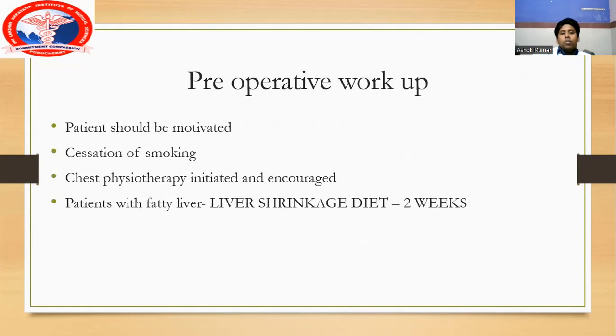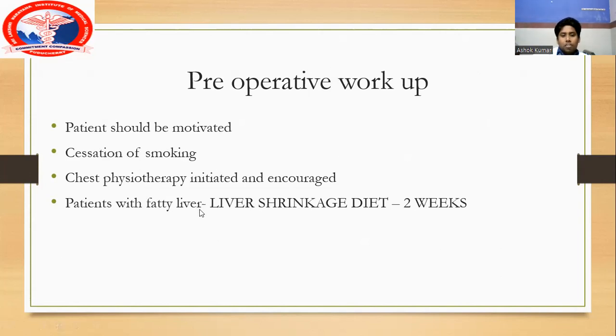So before going to surgery, the main things are that patients should be motivated, patients should stop smoking, chest physiotherapy should be initiated and encouraged, and continued postoperatively. And there is a thing called fatty liver. If the patient has fatty liver, you should not proceed with surgery immediately. You should start the patient on a liver shrinkage diet.